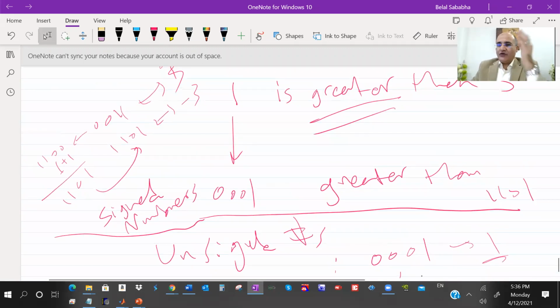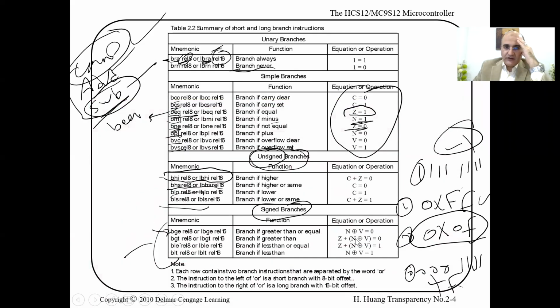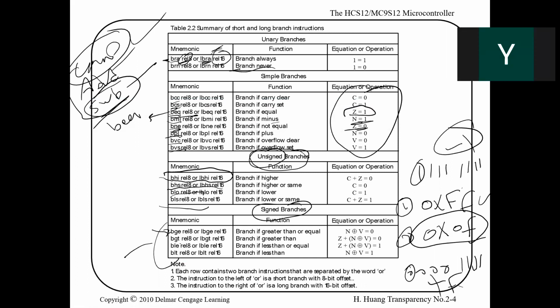Okay? So if you're dealing with signed numbers and you want to compare between signed numbers, you use greater and less. If you want to compare between unsigned numbers, you use higher and lower. Clear? Okay.